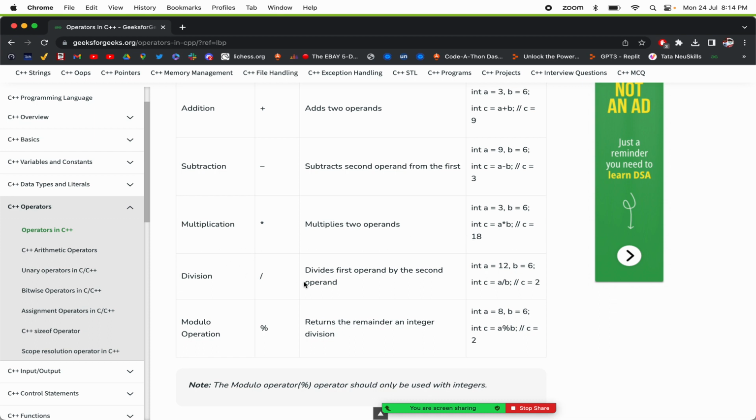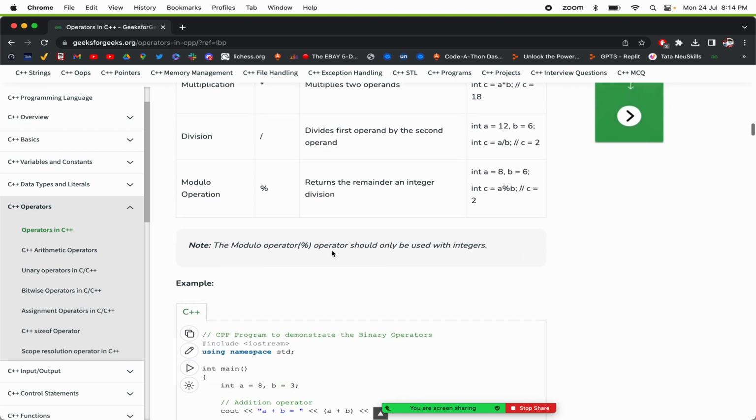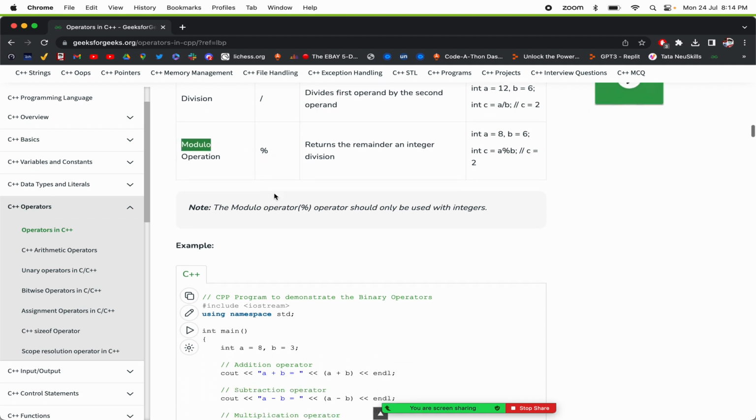Then we have division, that divides the first operand by the second operand. We have a equals 12, b equals 6, and when we say a divided by b, 12 divided by 6 is 2, and that is set as the value of c. Then we have the modulo operator, that returns the remainder of an integer division. So with 8 and 6, when we say 8 divided by 6, we get the remainder 2. That remainder we get from the modulo operator.